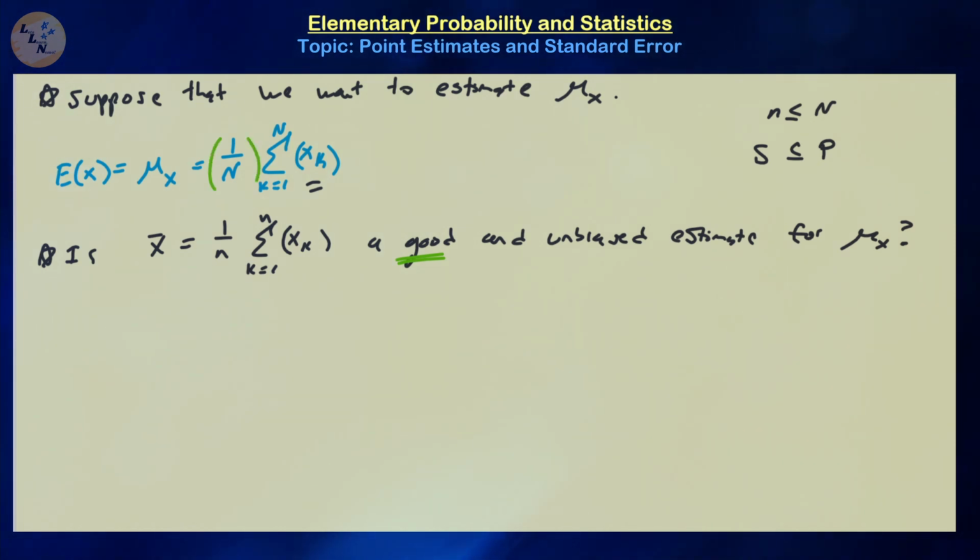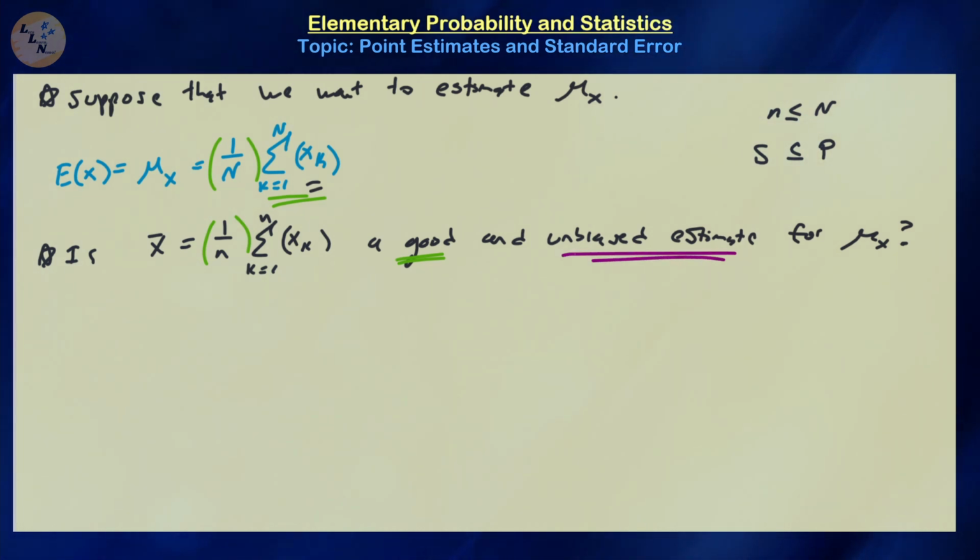Well, clearly we're dividing by some number. We're summing up all the values. So it's technically the total divided by the size of the structure that we're analyzing. So technically in that regard, x bar is definitely a good estimate for mu x. Now, what do we mean by unbiased?